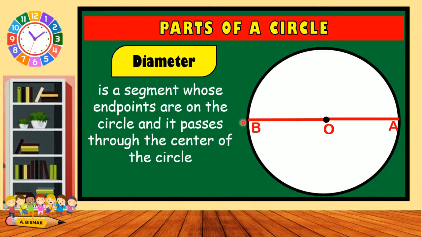So, this is an example of a diameter. And we can name this as segment BA or segment AB. You just have to remember that a diameter should pass through the center. Kailangan dumaan sa gitna ng circle. Gets? Gets po?